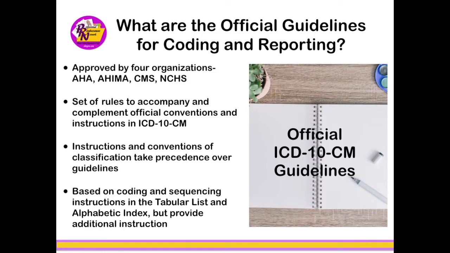So what are the official guidelines for coding and reporting? Well, these guidelines, first of all, are approved by 4 high-level organizations. They are the American Hospital Association, the American Health Information Management Association, the Centers for Medicare and Medicaid Services, and the National Center for Health Statistics. The guidelines are actually a set of rules to accompany and complement the official conventions and instructions in ICD-10-CM, and I affectionately call them I-10, so you'll hear me refer to the diagnosis coding manual as I-10.